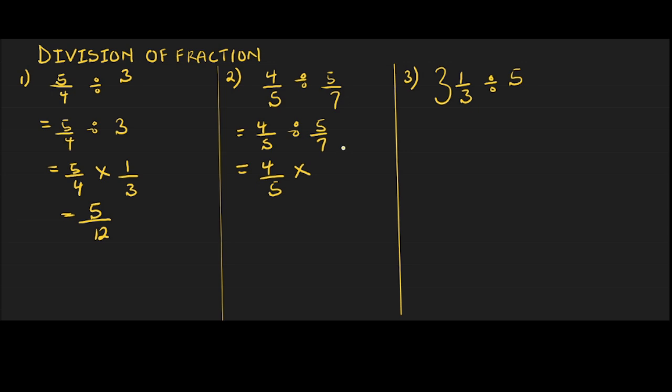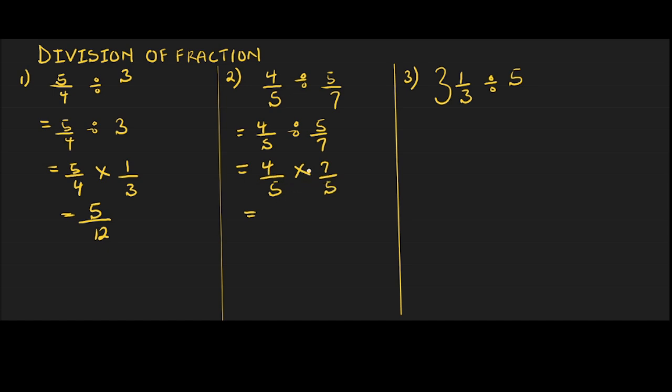When we change this to multiplication, this fraction here will be reciprocated. That is the inverse of it. Then we have 5 over 7, then it becomes 7 over 5. Why does it become 7 over 5? Because we change this division to what? Times.